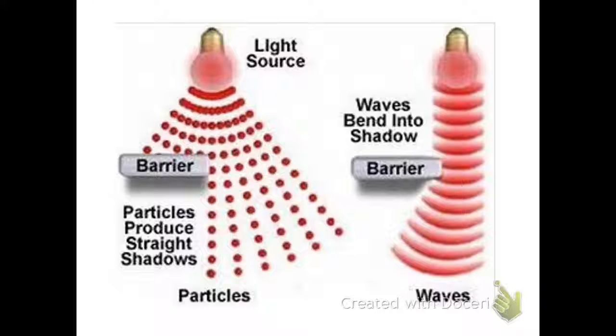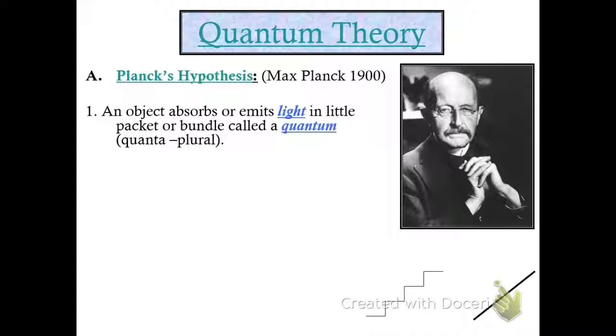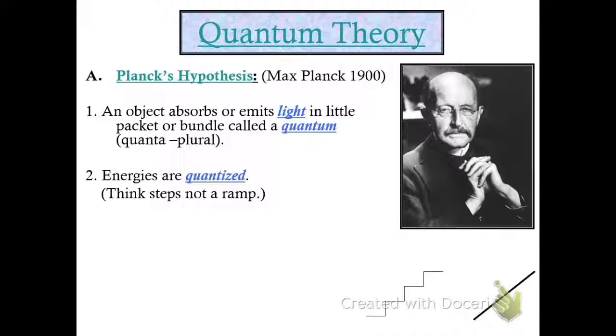Light bends around things. Max Planck in 1900 noticed that an object absorbs or emits light in little packets or bundles called quantum, or quanta if you're pluralizing it. And energies are quantized. Think ramps, not steps. You can have electrons that exist at certain energies, like they're on certain steps, but not in between those. This is what we mean when we say quantized. On a step, not on a step, nowhere in between.